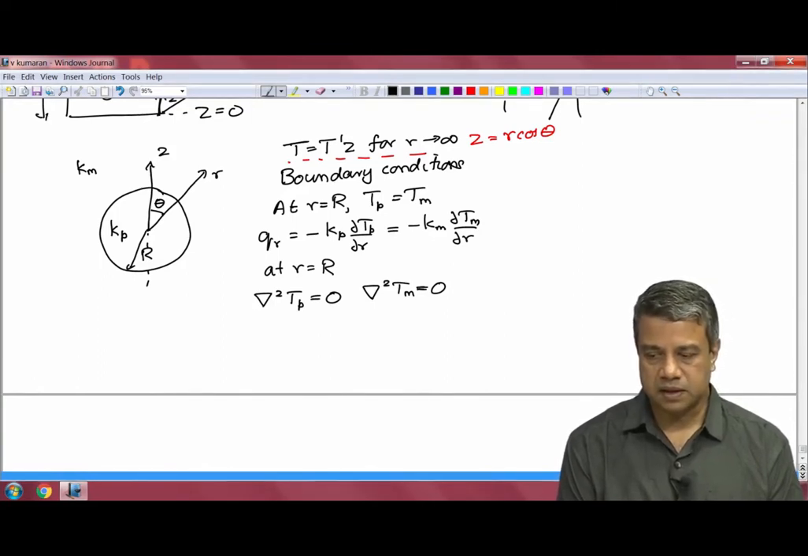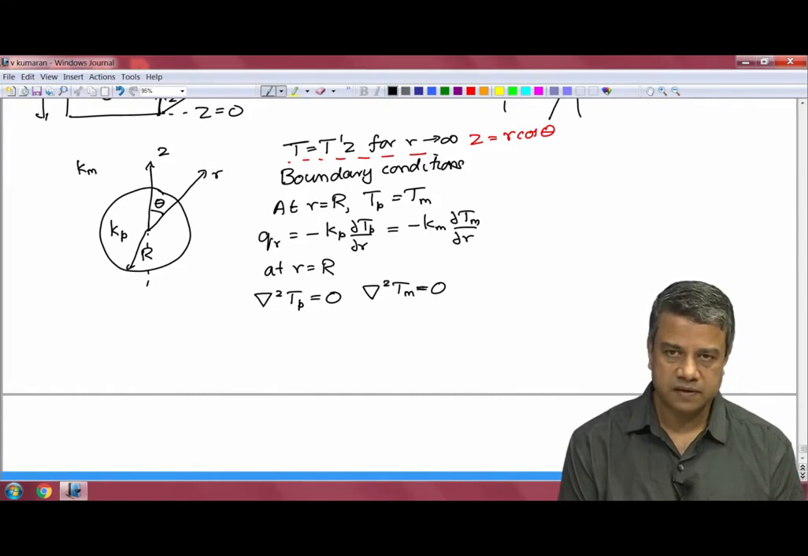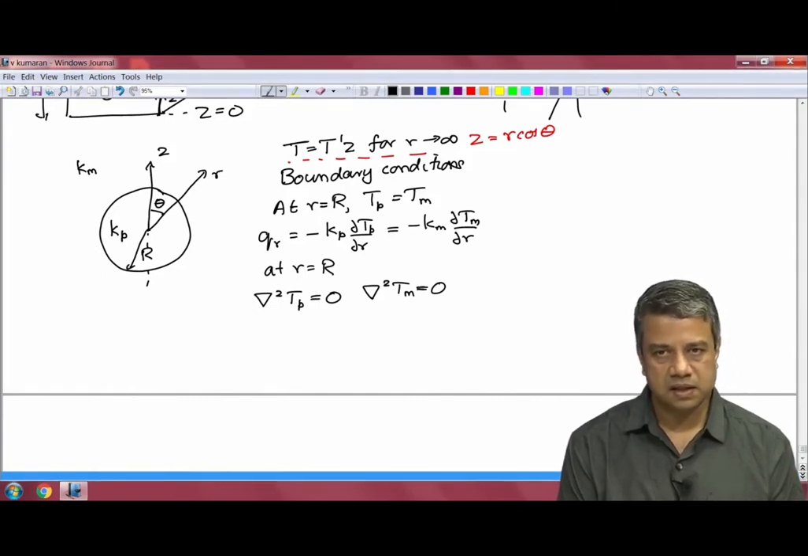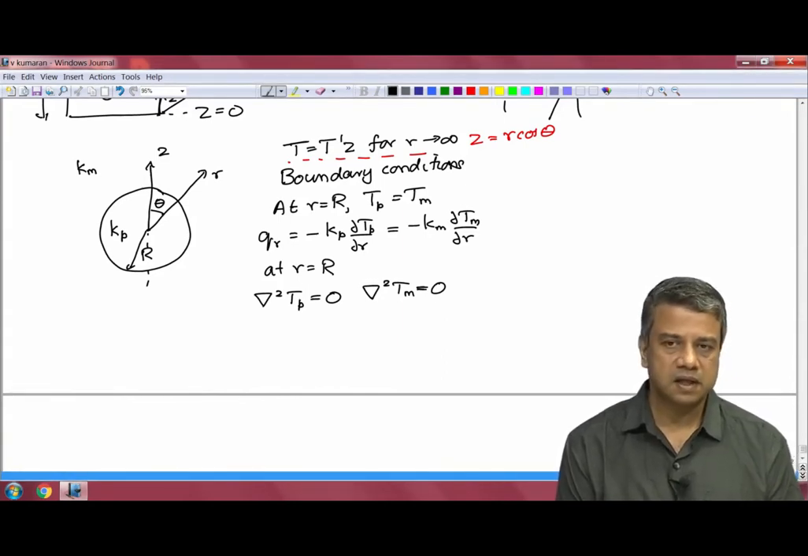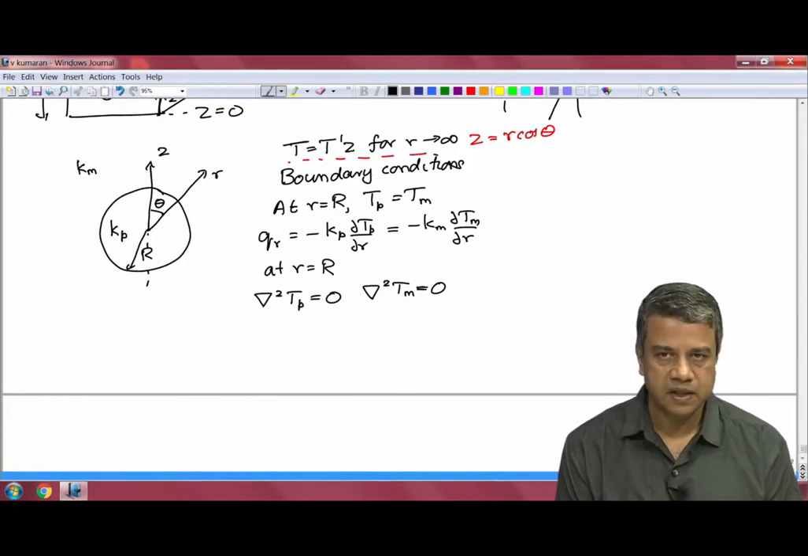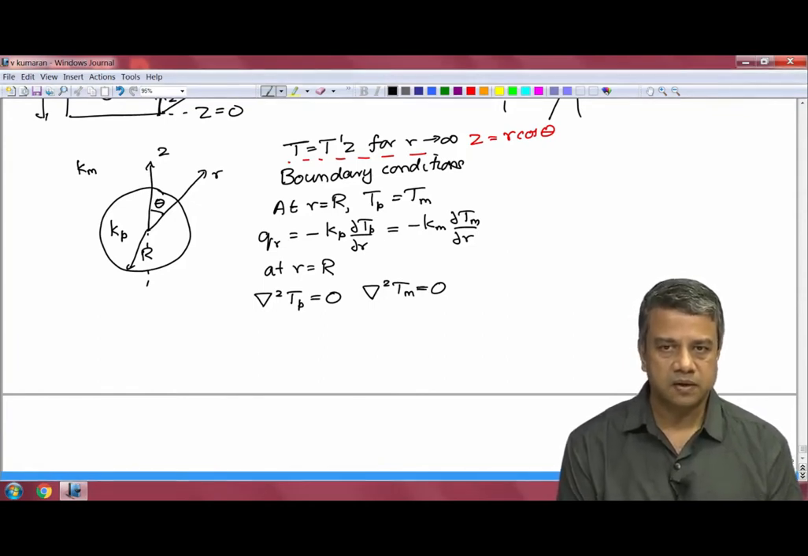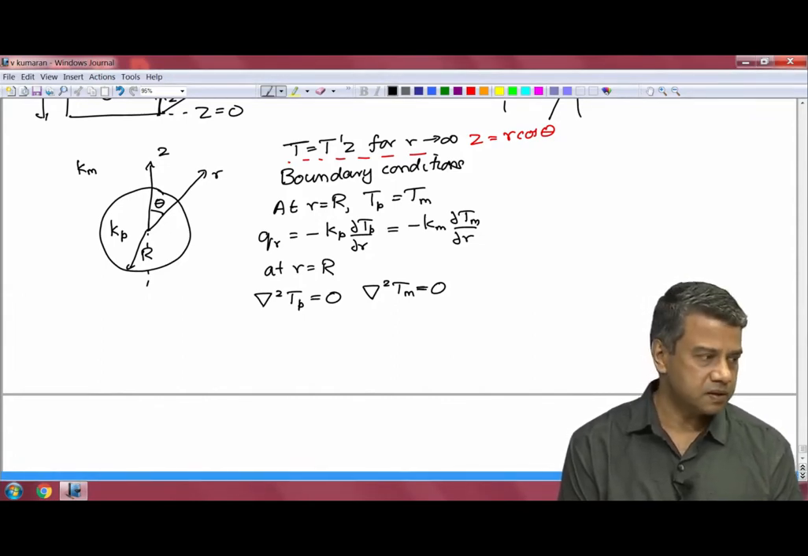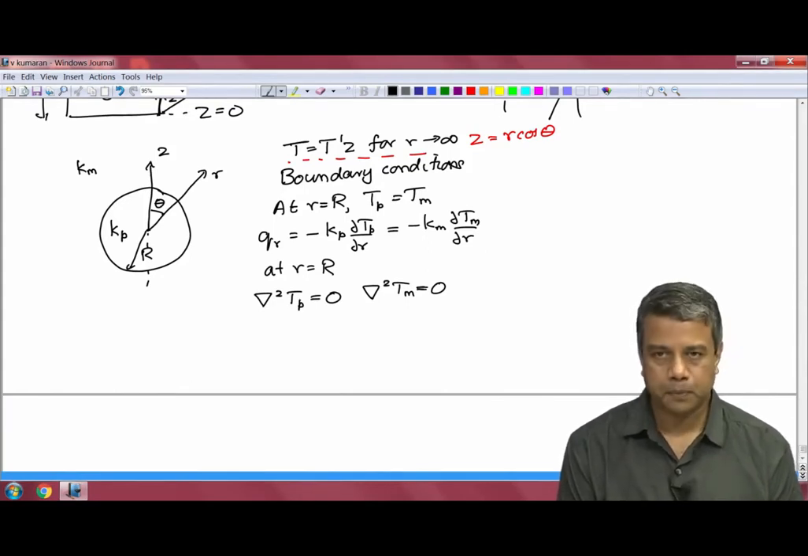However, neither the conditions far from the surface nor the conditions at the surface depend upon the angle phi, and therefore, there is no dependence on the angle phi in this problem. It is symmetric about the z axis, and there is no dependence on the meridional coordinate phi.